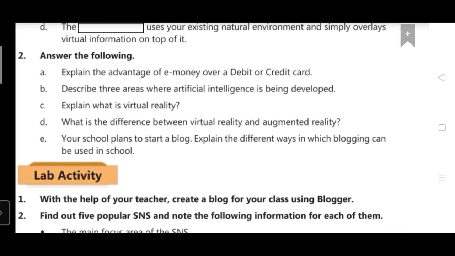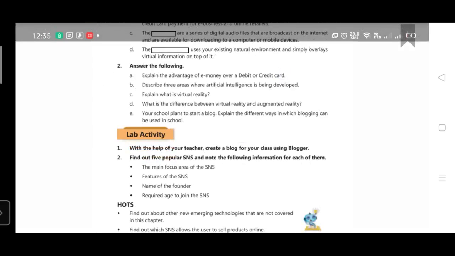E. Your school plans to start a blog. Explain the different ways in which blogging can be used in the school. What should you do to start a blog? What should you firstly tell me? What should you put in the blog? If you want to make a blog for your school. Firstly you have to share the photos of classroom events that are held in your school on the blog. Then teachers can share the resources, assignments, events, and communication with the parents and students also using the blog, which increases writing skills. These all come under blogging. Okay, try to solve the lab activity.